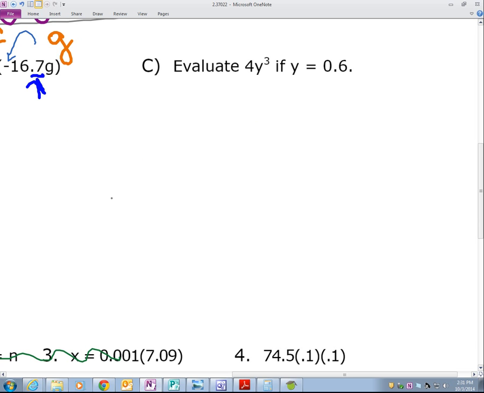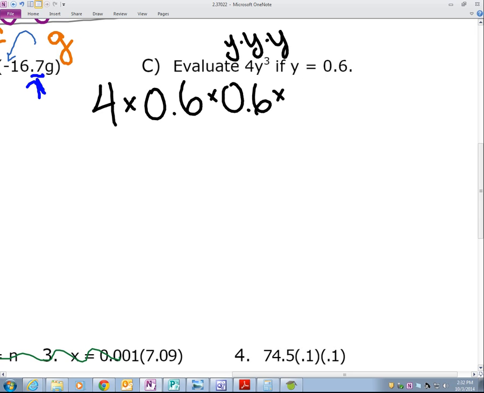So we are going to evaluate 4y cubed. I'm just going to have you follow along with me because we don't have time to go with it. I'm going to print you out what we've done up here. So y cubed is actually y times y times y. So we're going to have 4 times 0.6 times 0.6 times 0.6 because it's telling us what y equals.